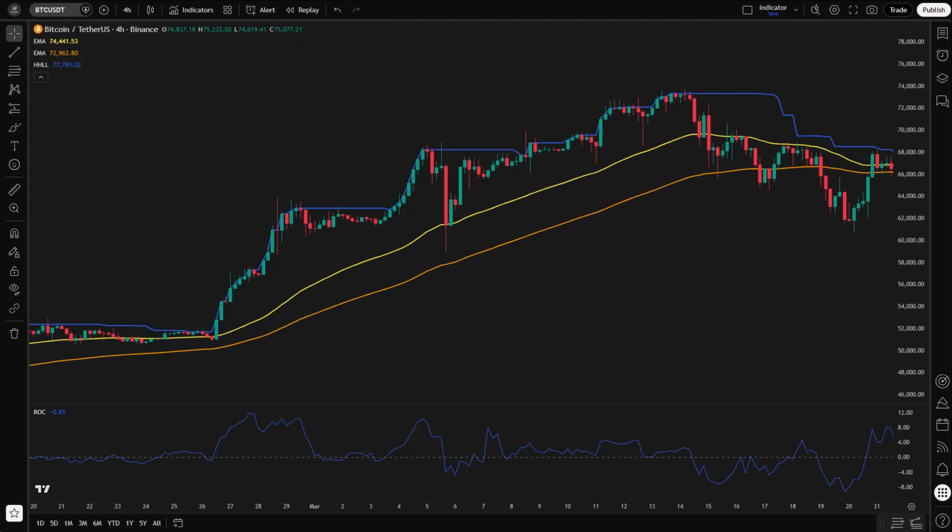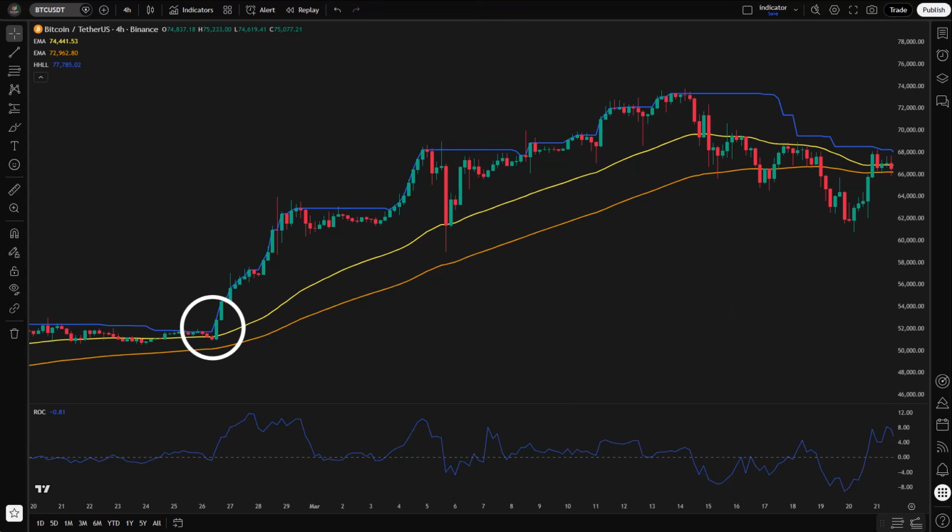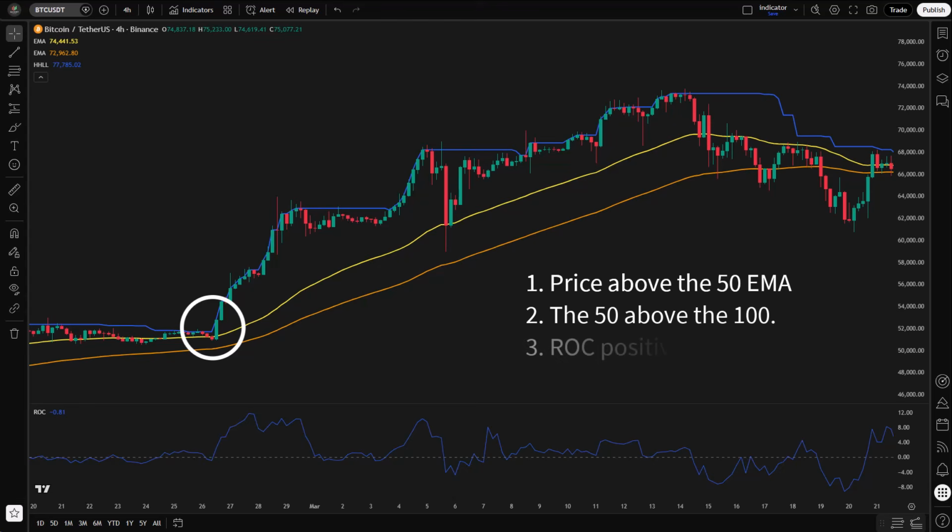Layer 3 is the breakout itself. We look at the highest close over the last 20 candles, and we wait for the current close to cross above that level. That's our actual entry trigger. So before we even place an order, 4 things have to line up at the same time. Price above the 50 EMA, the 50 above the 100, ROC positive, and a fresh 20-candle high. When all 4 conditions fire, that's when we go long, not before.